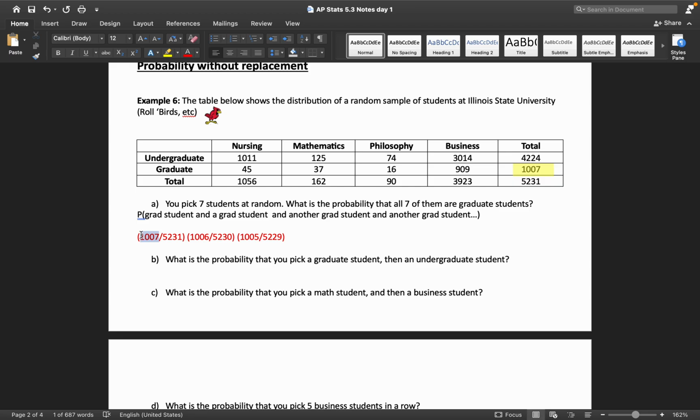So there were initially 1,007 grad students. I had a 1,007 out of 5,231 chance of picking a grad student. If I take away 1 grad student, 1 part from each category, that's my probability of getting a second grad student right after that. Here's my probability of picking a 3rd grad student in a row. The 4th one, there are now 3 fewer grad students and 3 fewer students, 5,228 in total.